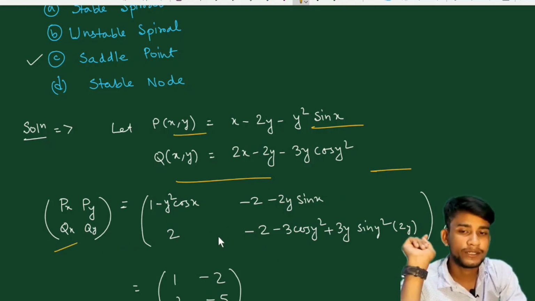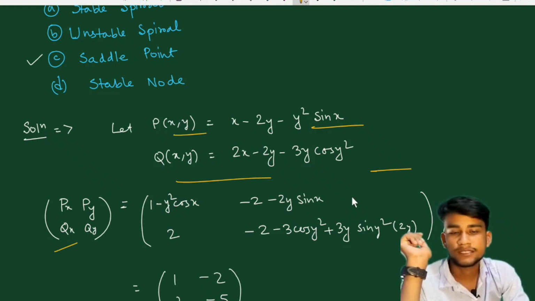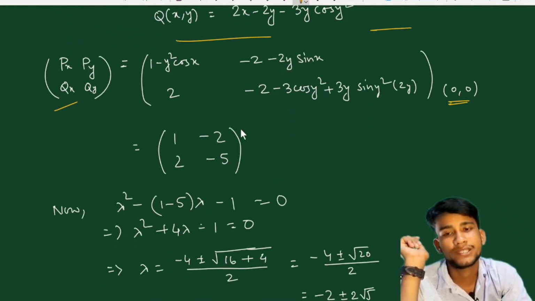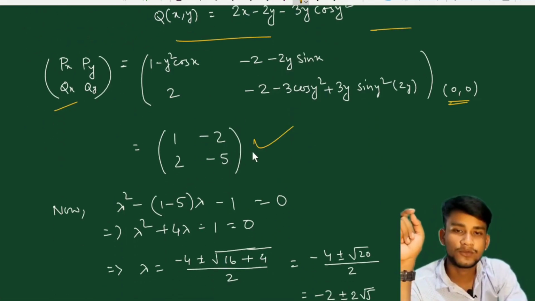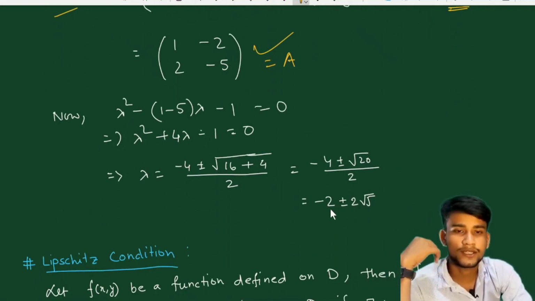That is the partial differentiation with respect to x and y of the functions p and q. This is the partial differentiation terms, and we calculate at this point 0 0. So we just get this. So this is the coefficient matrix, suppose A. Therefore we just calculate the characteristic values, lambda, and we get the characteristic values.